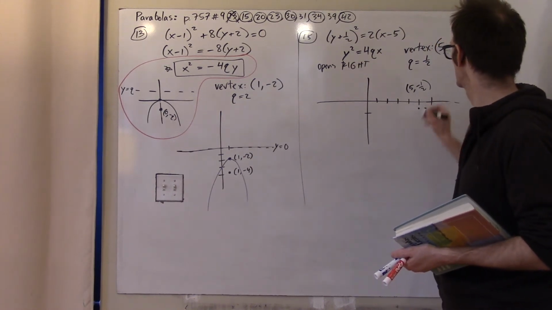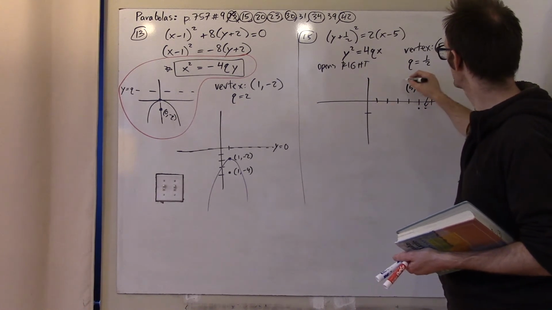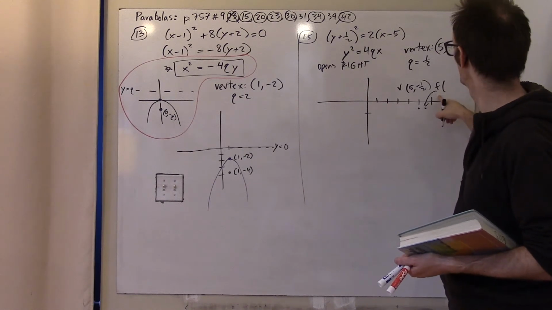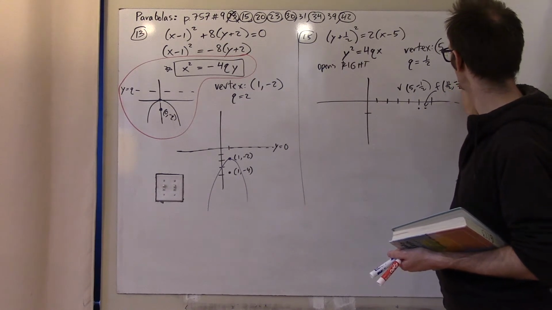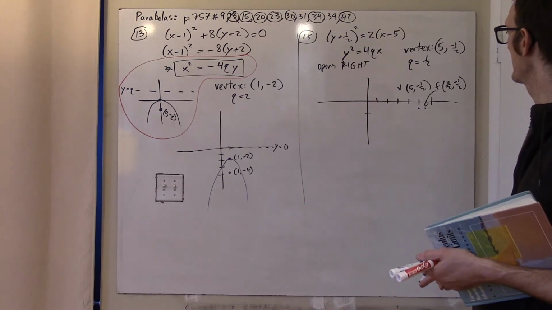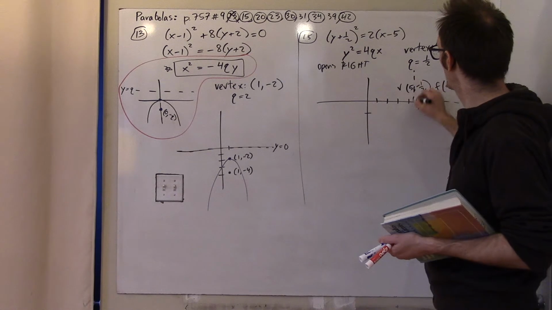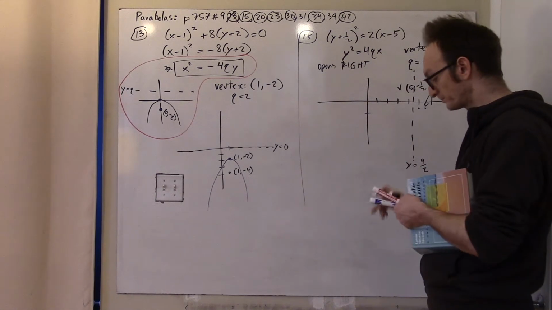So I guess this is (5.5, ...). So this is my vertex. My focus is going to be at (5.5, -1/2). I almost don't believe that this could be the right answer. What a gross problem. And then the directrix will be here, and the directrix will be x equals 9/2.